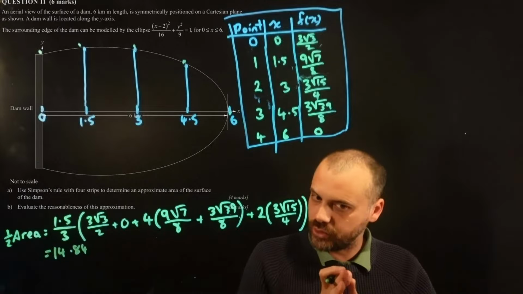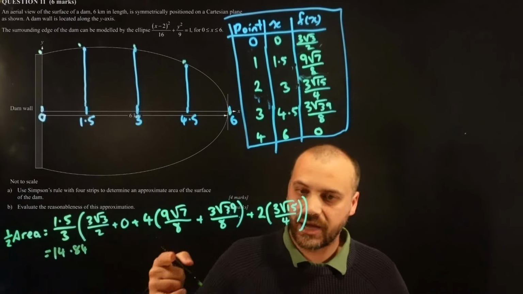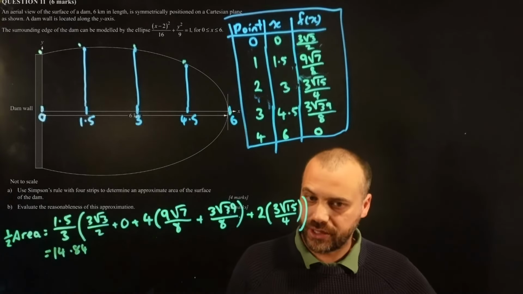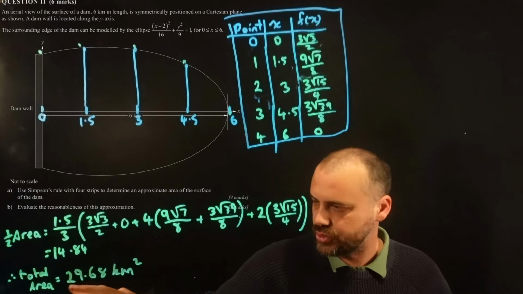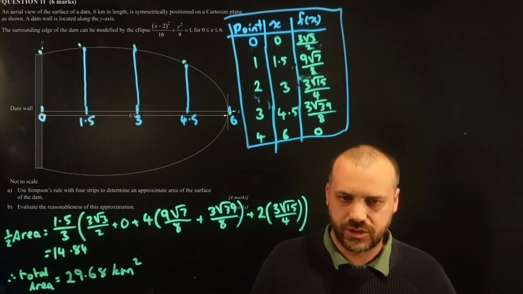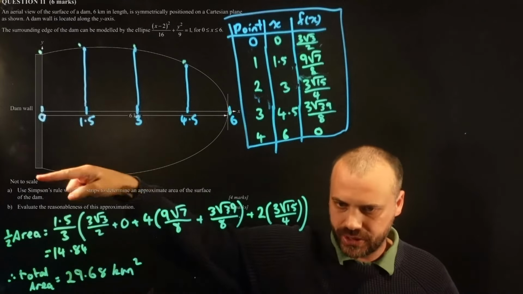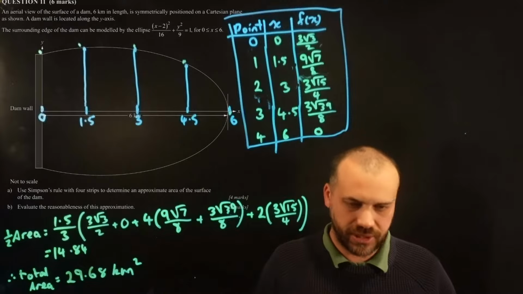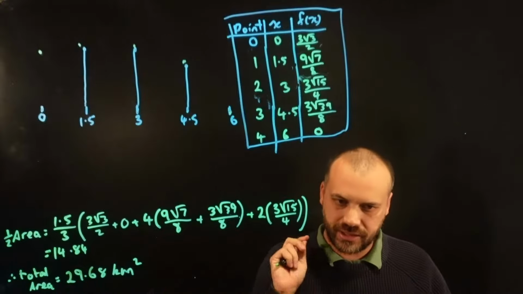Now, of course, I'm not quite finished yet, because that's half of the area. That's all of this. So I need to multiply that by 2. Total area equals 29.68. Nice to have some units on the end, kilometers squared. So that's the 4-mark question. We'll just get rid of some of this mess and then we'll tackle the last bit. Let's just celebrate that and then next bit.